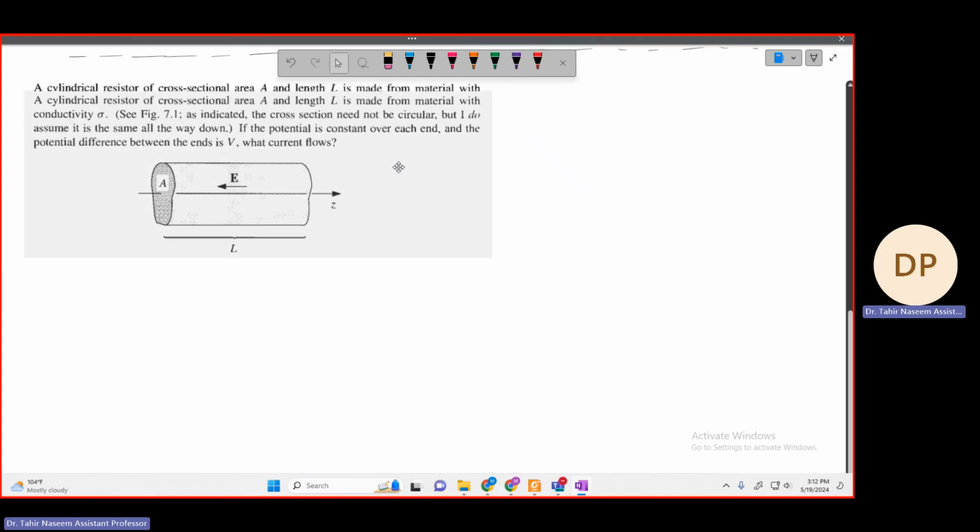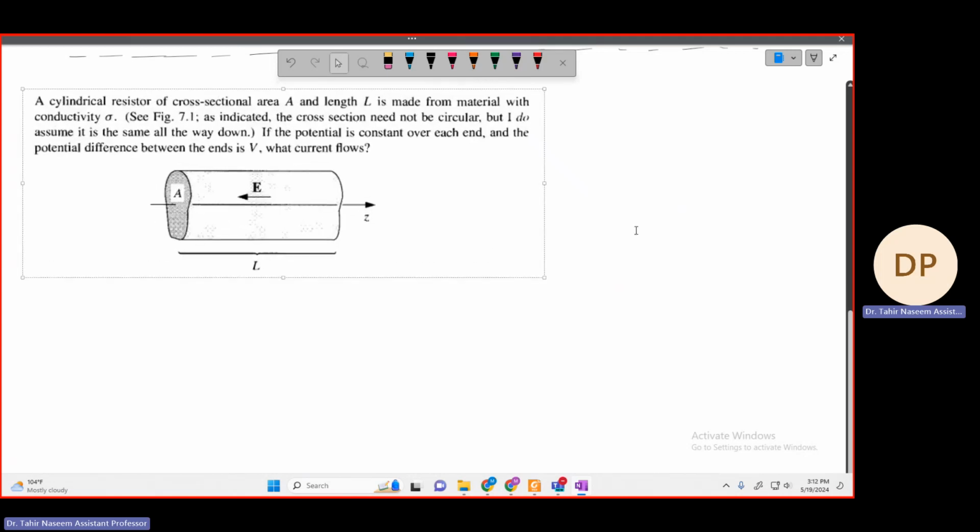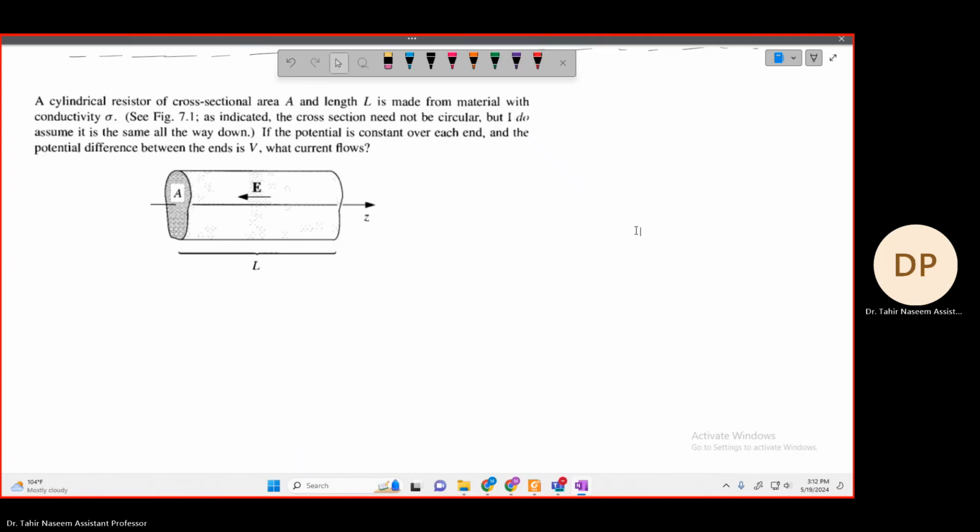So pause the video, try to solve this question by yourself. If not, then you can see the solutions, right? So what is the question?